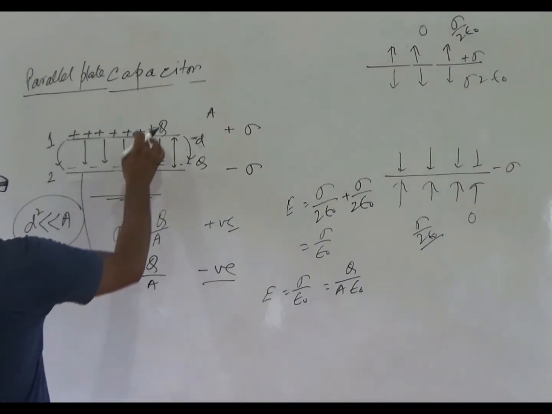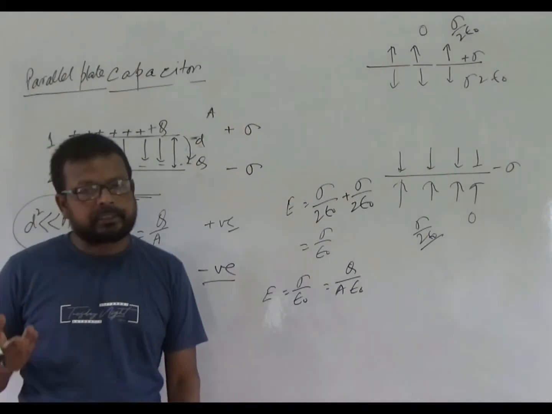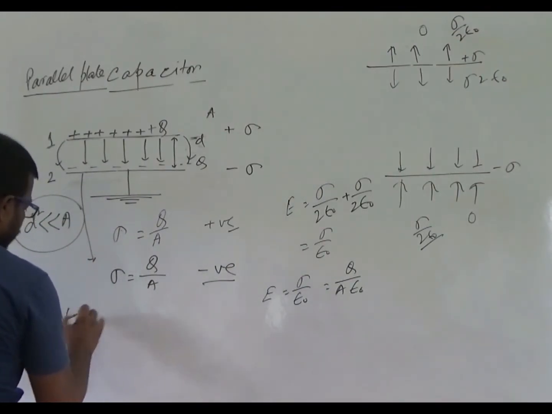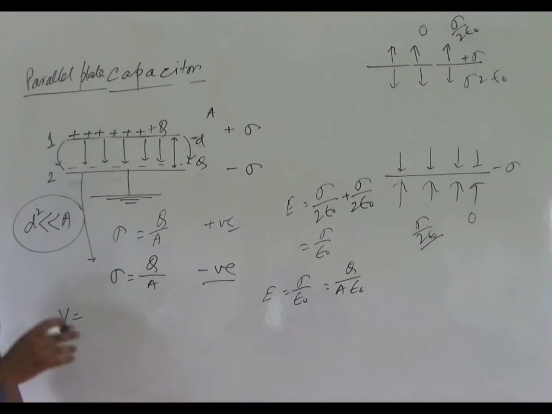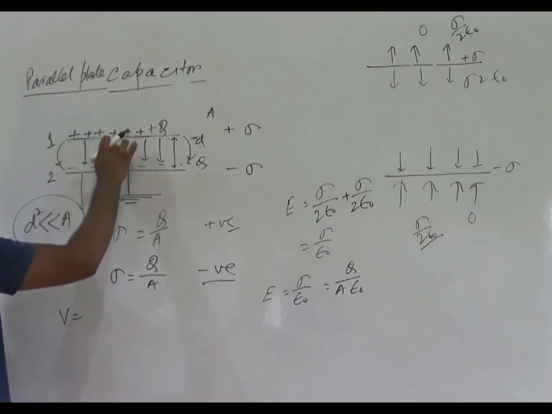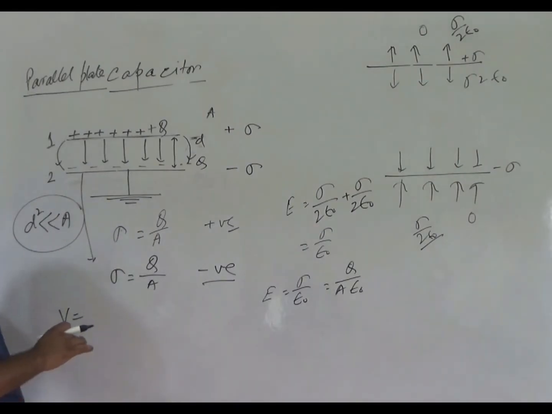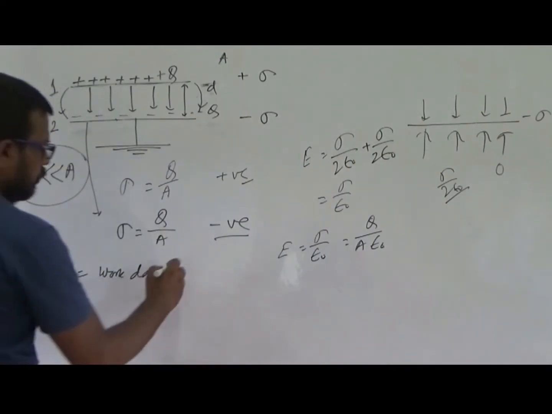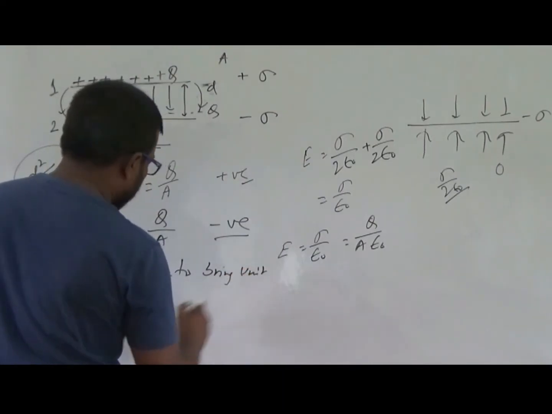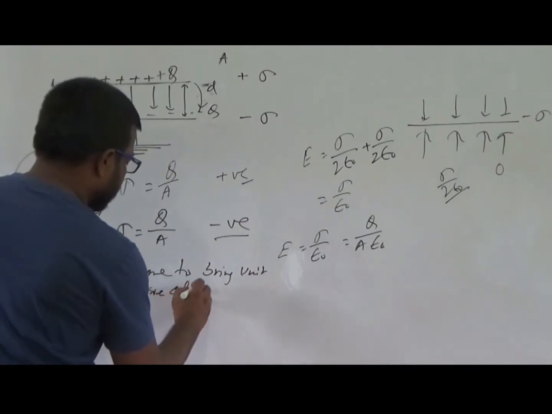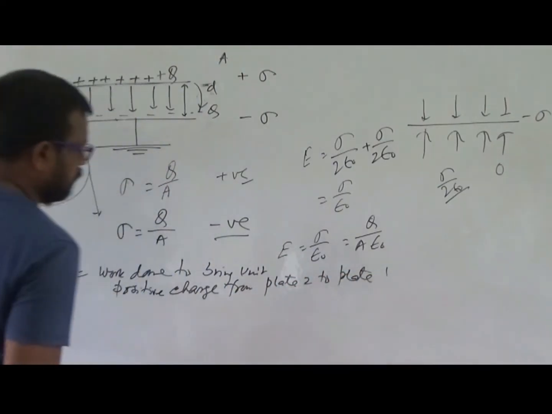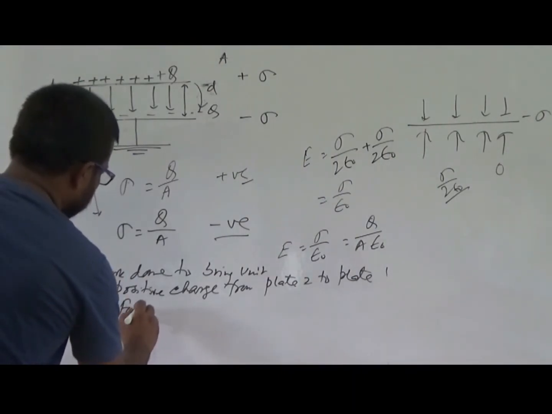Now, what is the potential difference between these two plates? The potential of plate 2 is 0 because it is connected to earth. Therefore, the potential of plate 1, that is the potential difference between plate 1 and plate 2, is equal to the amount of work required to bring a unit positive charge from plate 2 to plate 1, and that will be equal to force into displacement.